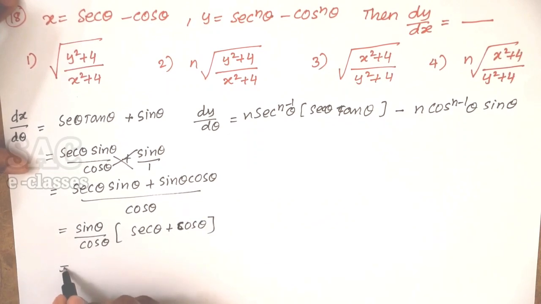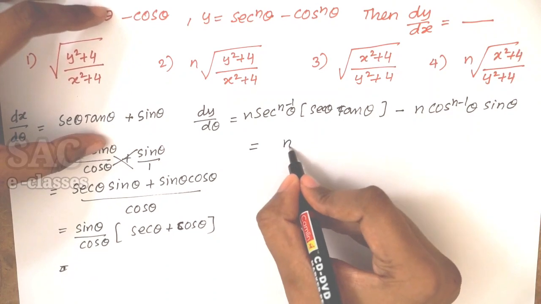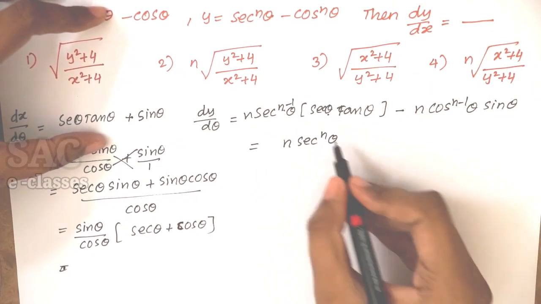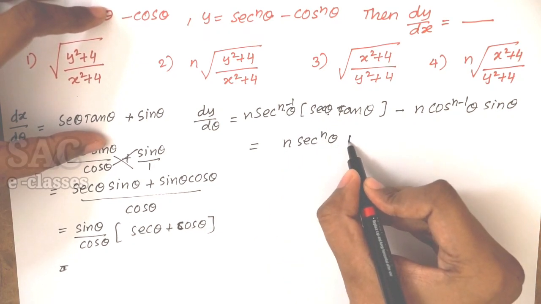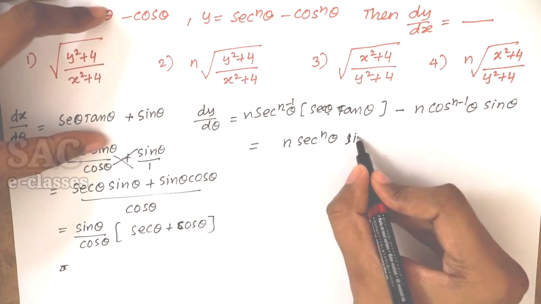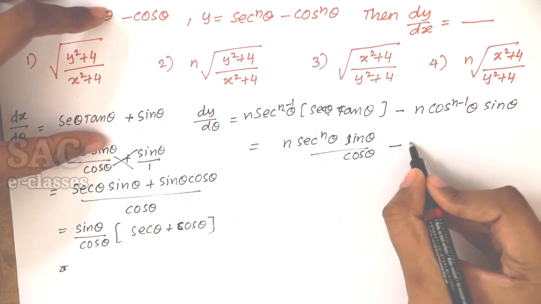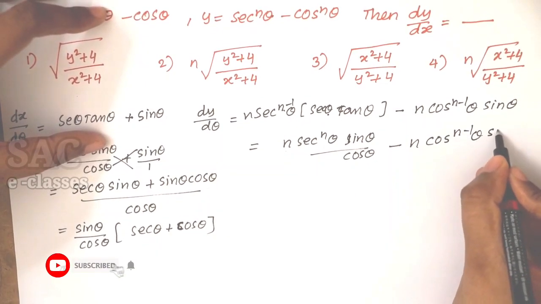For other simplification, anyhow you can write tan. Let's observe this one. n into secant power n theta, because n minus 1 and n 1 will become n, into secant power n into tan theta. Tan theta can be written as sin by cos, minus n into cos power n minus 1 theta into sin theta.